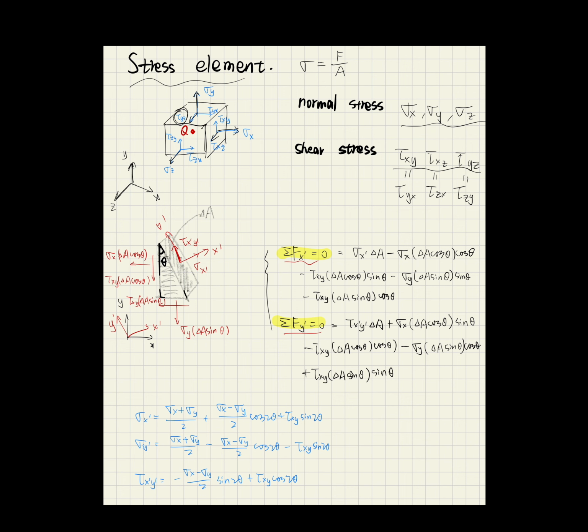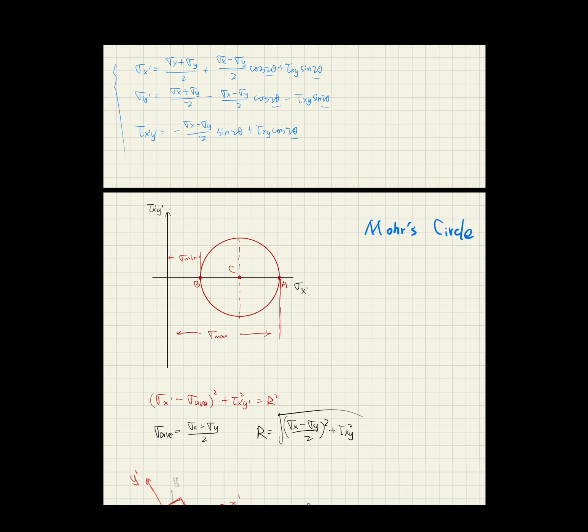These 2 equations actually look quite complicated, but after some modification we can derive sigma x prime, sigma y prime, and tau x prime y prime, which is quite interesting because they are all functions of 2 theta. And then if we further plot it on a 2D plane, let's say the horizontal axis is sigma x prime, the vertical axis is tau x prime y prime, then we can actually get a circle.